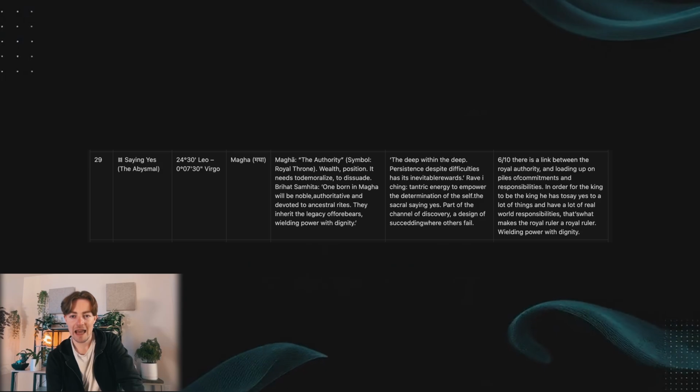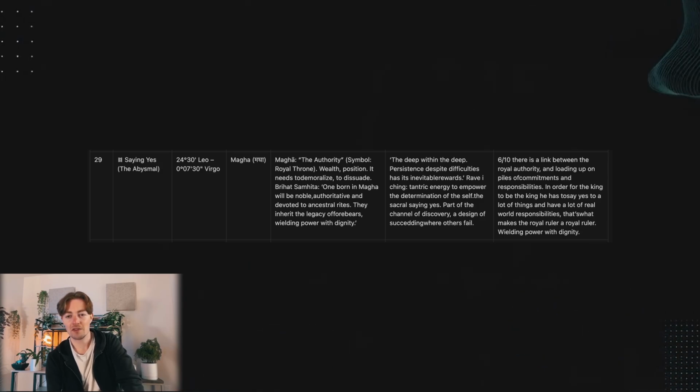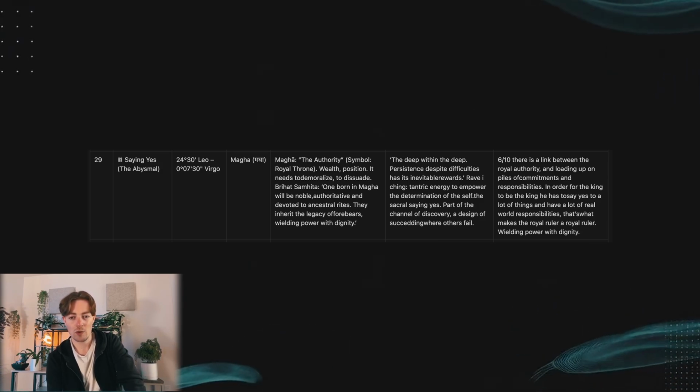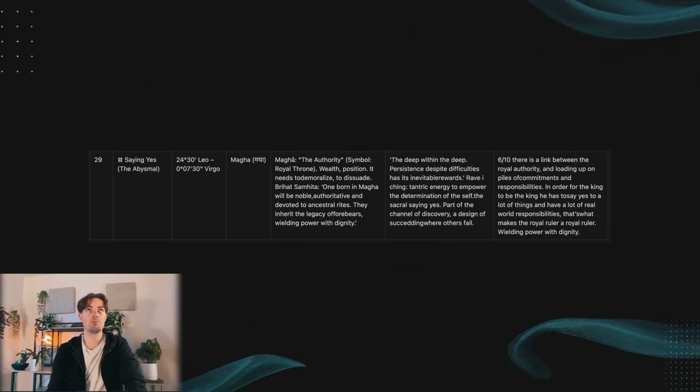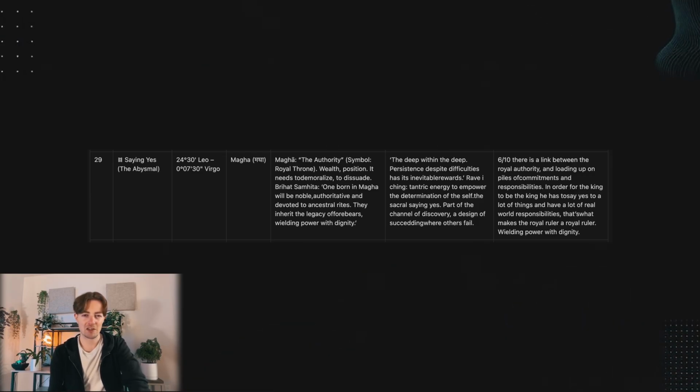So this energy to empower the determination, this part of saying yes. We've got to say yes to something. We've got to discover it. We've got to deal with it. Let's succeed where others fail. This positive, action-oriented mindset. So there's a good, decent link here. Not very strong, but a decent, positive, action-oriented link.